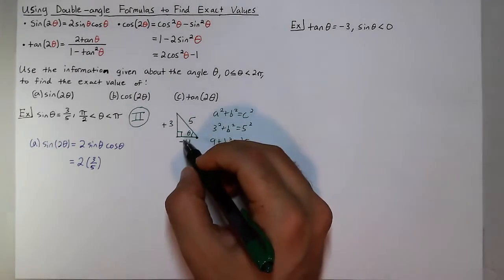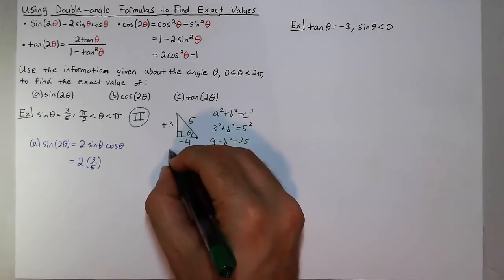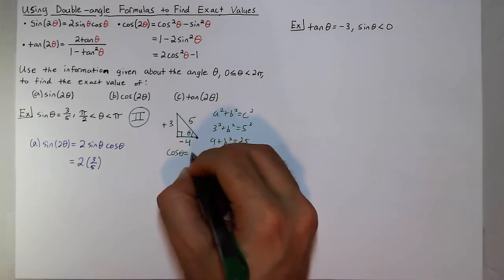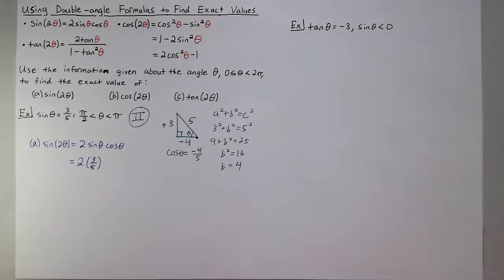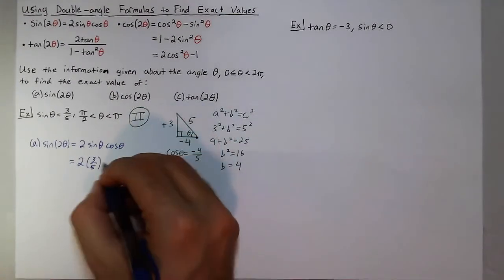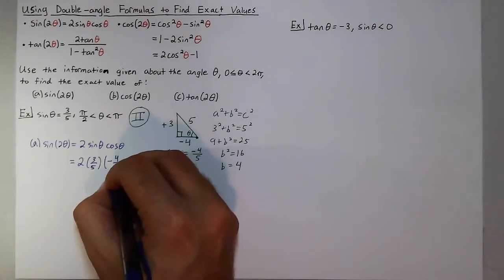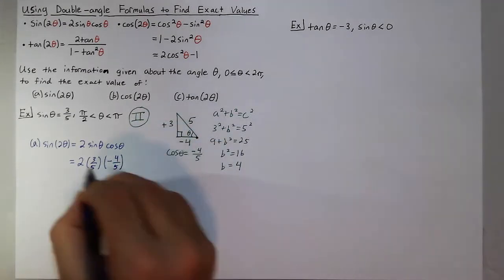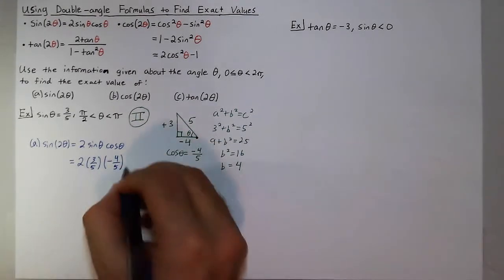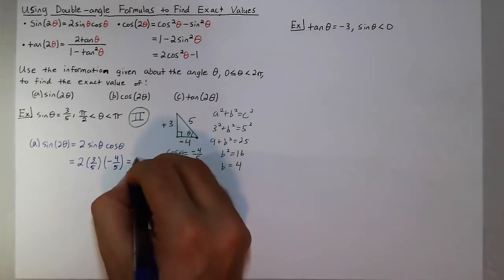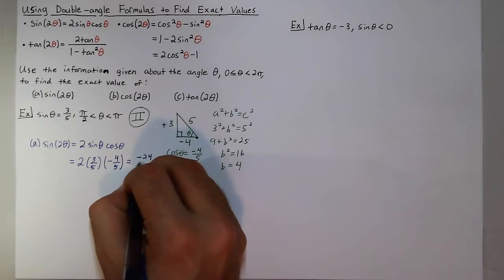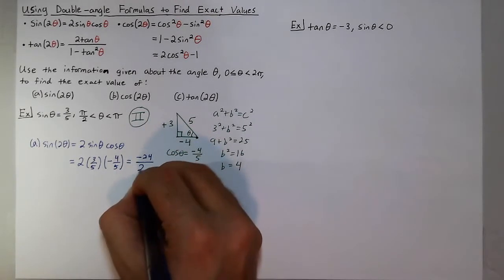And now cosine of theta is -4/5, adjacent over hypotenuse. So now, if I want to, I can plug in that -4/5 for cosine and simplify and get 2 times 3 times -4, which is -24 over 5 times 5, 25.